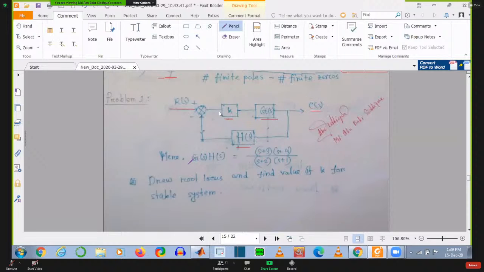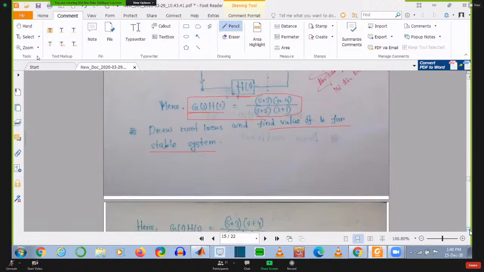Here you can see the one parameter that is given: G(s)H(s) equals (s+3)(s+4) by (s+2)(s+1). So G(s)H(s) is given. Now the question says you have to draw the root locus and find the value of K for a stable system. What will be the value of K if you want to make the system stable? So you have to draw the root locus and find the value of K for a stable system. So how can we do that?